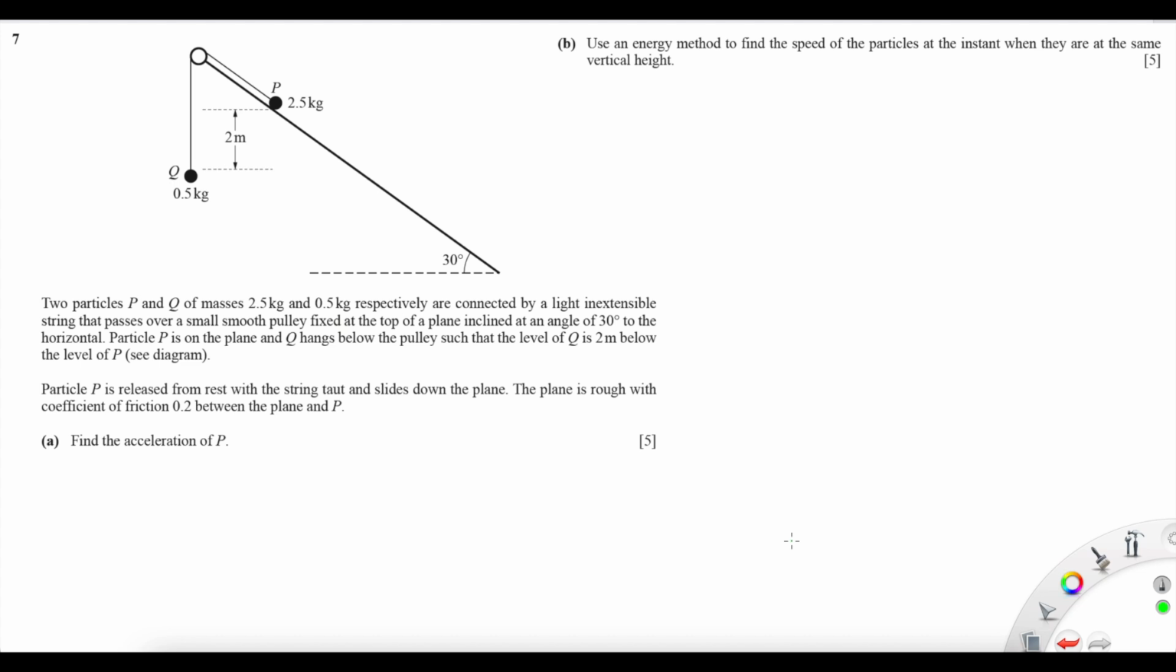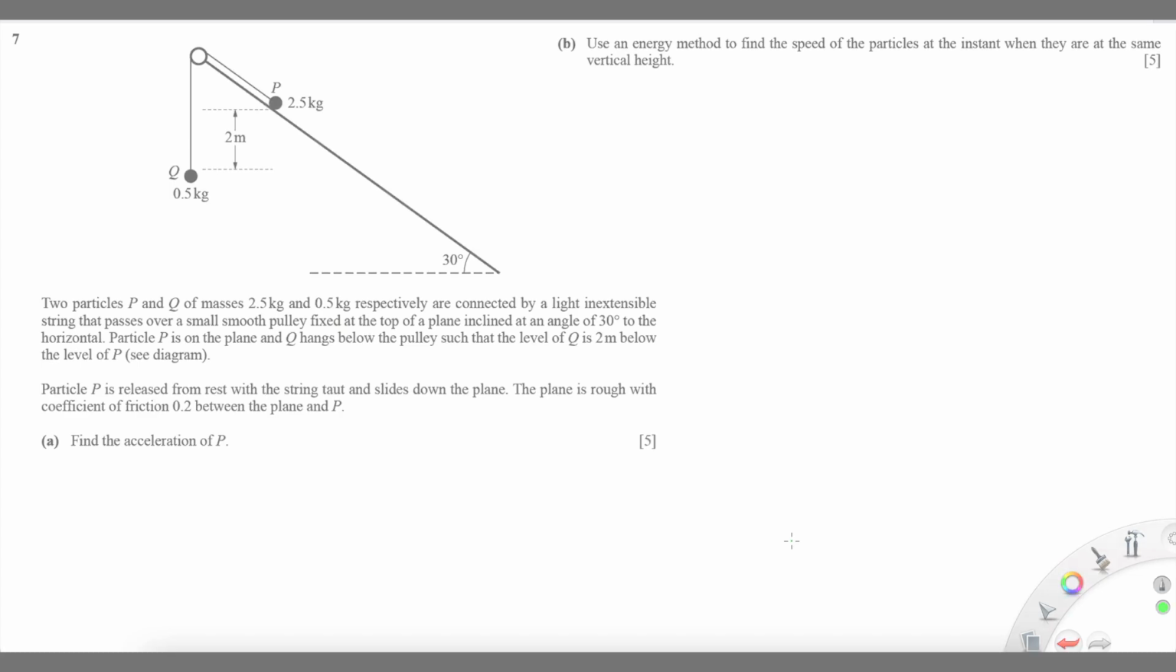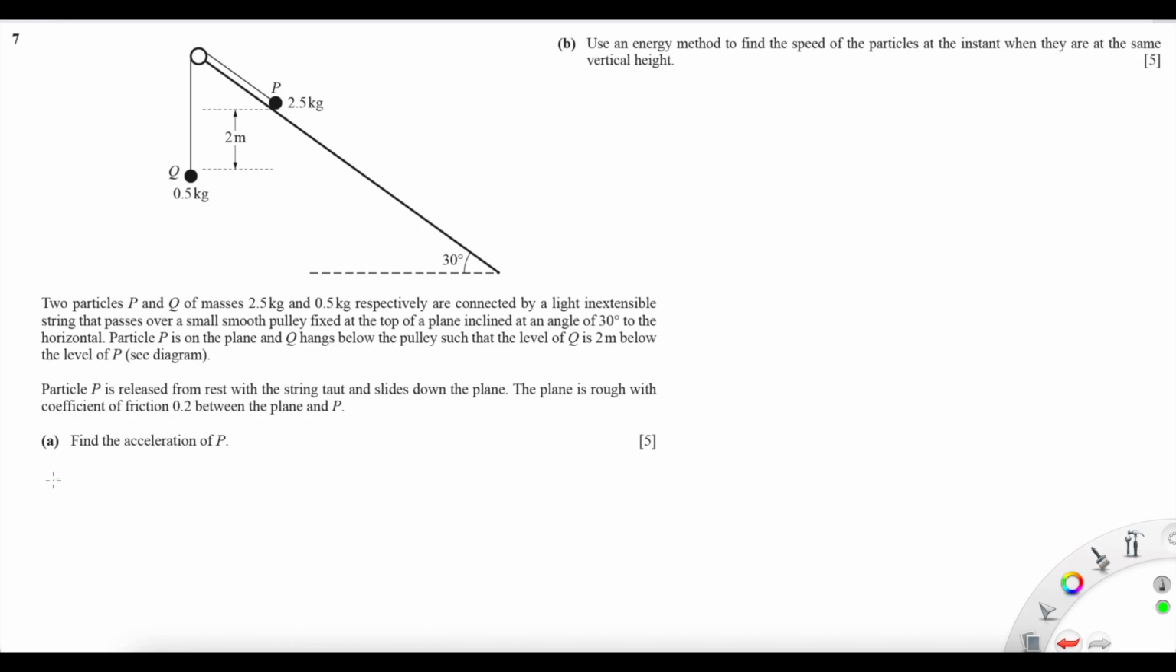The plane is rough with coefficient of friction 0.2 between the plane and P. Part A, find the acceleration of P. Part B, use an energy method to find the speed of the particles at the instant when they are at the same vertical height. For the first part, A, we use Newton's second law.